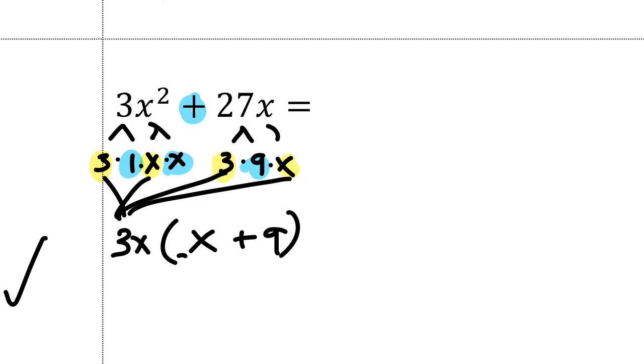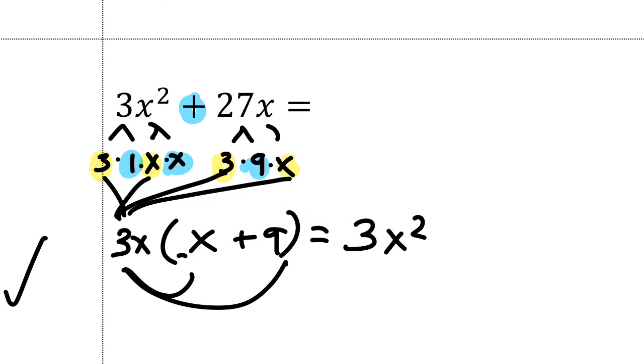If we wanted to check this, we'd have to multiply by distributing. 3x times x is 3x squared. 3x times 9 is 27. So I see that these two actually work out. So we've done that one correctly.